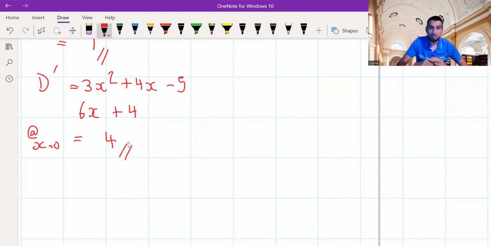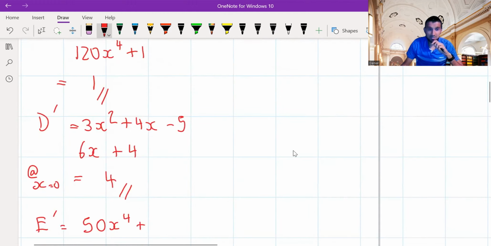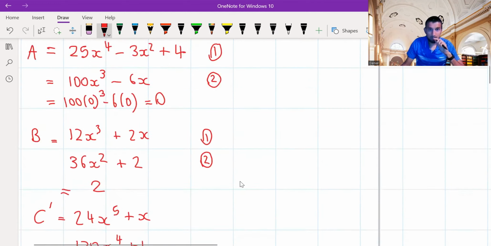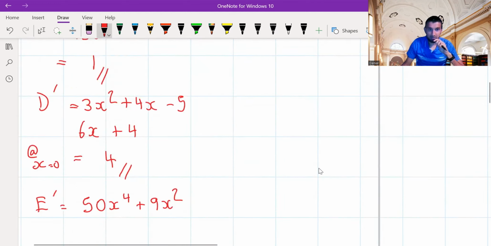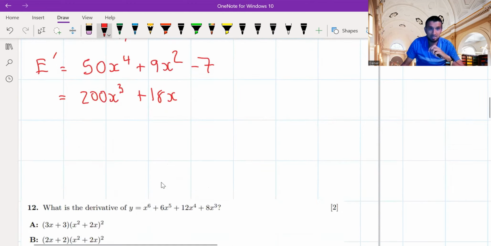And then for e, 10x to the power of 5 will be 50x to the power of 4, plus 9x squared, minus 7. And then we do 4 times the 50, which will be 200x cubed, plus 18x, sorry. And the minus 7 will just go to 0. And then this will just be 0.